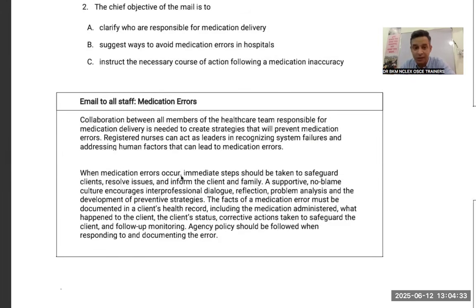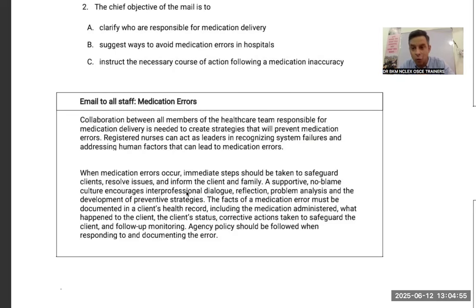What is the main aim? Medication errors occur, immediate steps should be taken. Now understand, they are saying when the medication error happens, immediate steps should be taken. Passive voices, be plus third form. Again, the importance of passive voices is phenomenal. Immediate steps should be taken by the staff to safeguard, resolve issues.